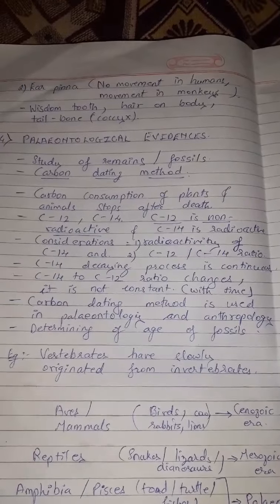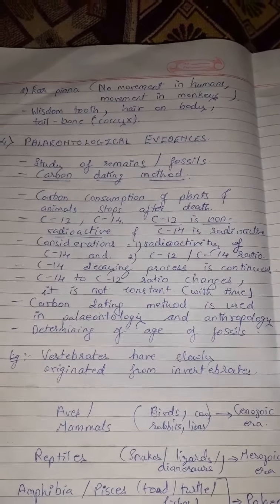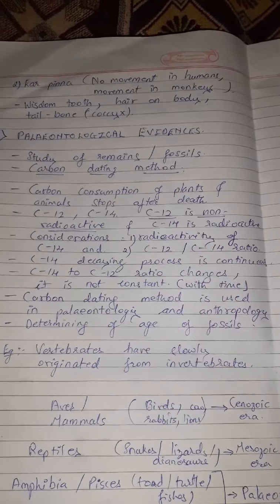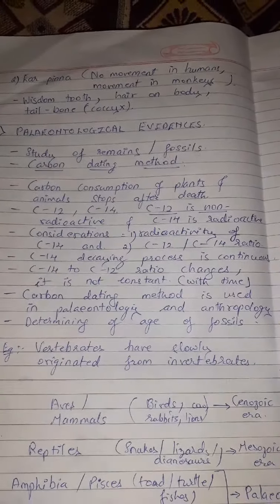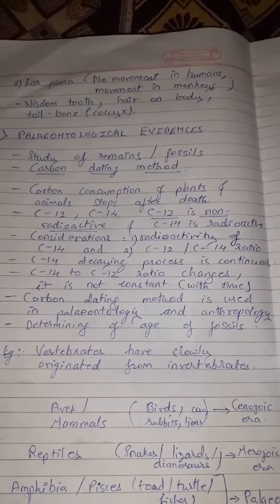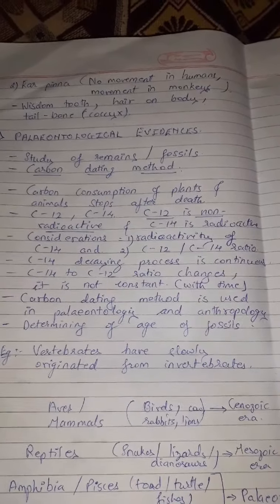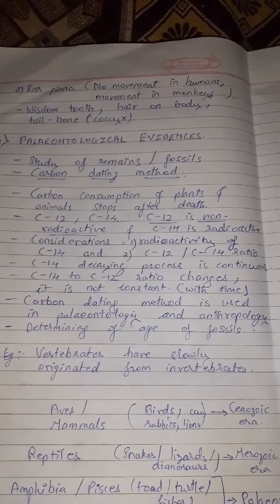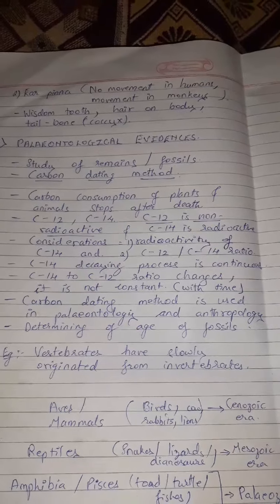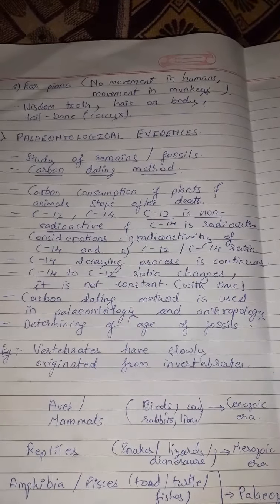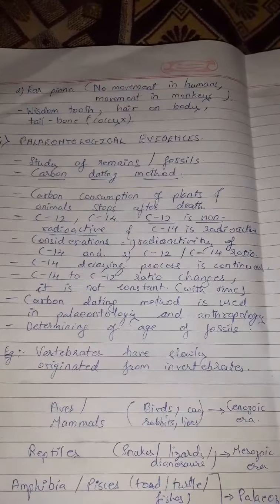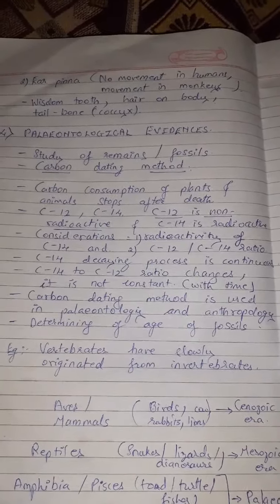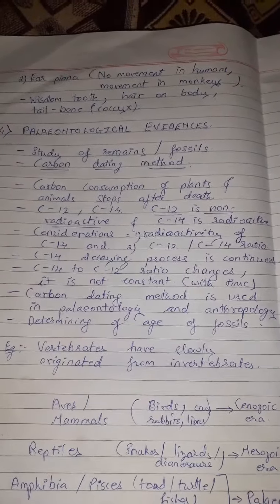Now, this paleontology studies the fossils, and it has two important things that it considers while it is studying the fossils. Those are isotopes of carbon. Now, what are isotopes? Isotopes means forms. Carbon, you all know, is an element, and it is present on our earth in different forms. These forms are called isotopes.